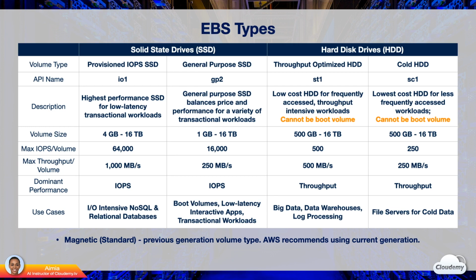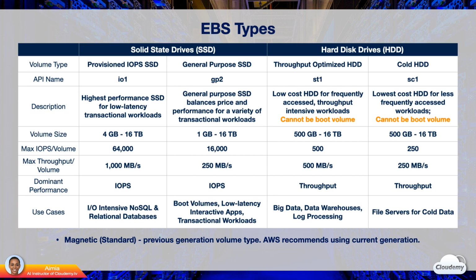Cold HDD, or SC1, volume is the lowest cost HDD storage. Each cold HDD volume can provide 250 maximum IOPS and 250 megabytes per second maximum throughput. It's designed for less frequently accessed workloads with large cold datasets. Cold HDD cannot be used as a boot volume.